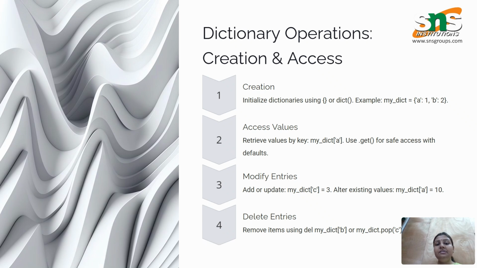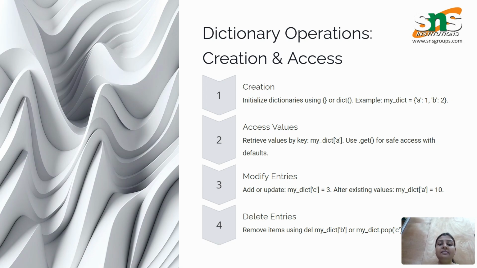The dictionary operations, creation and access. How to create a dictionary? We have to initialize dictionaries using opening and closing curly brackets or dict opening and closing parentheses. Example: my_dict is equal to opening curly bracket, within single quotes 'a', colon, and then any numeric, here 1.